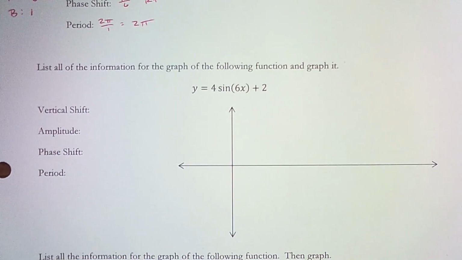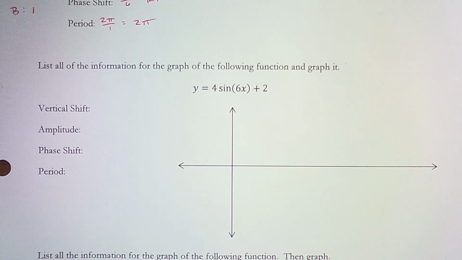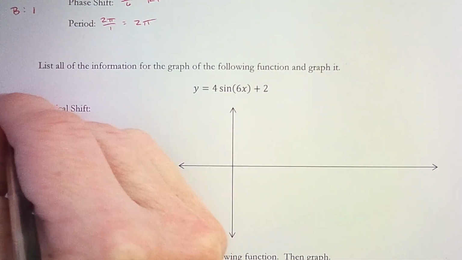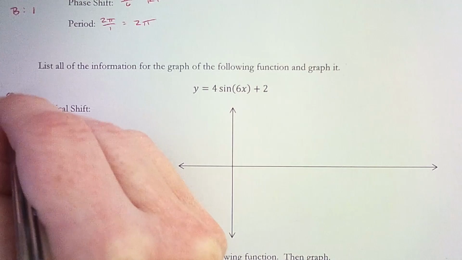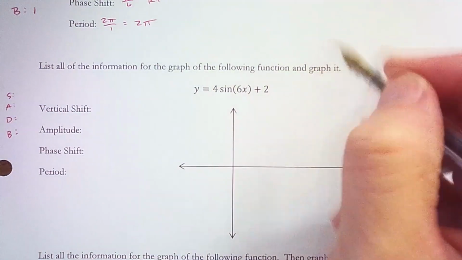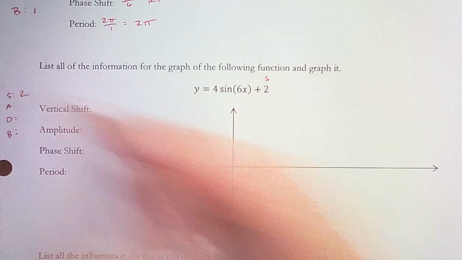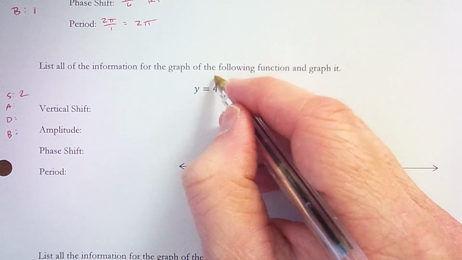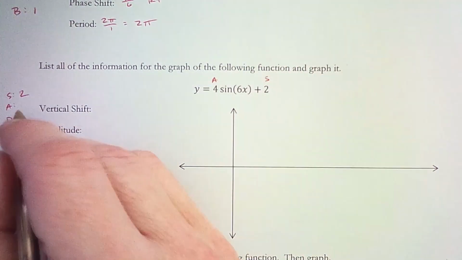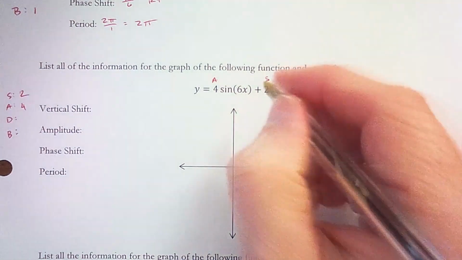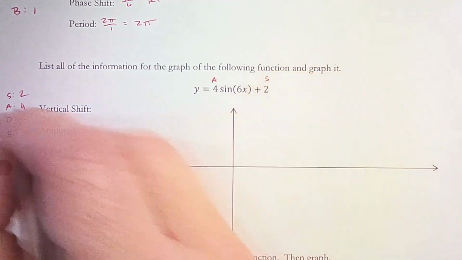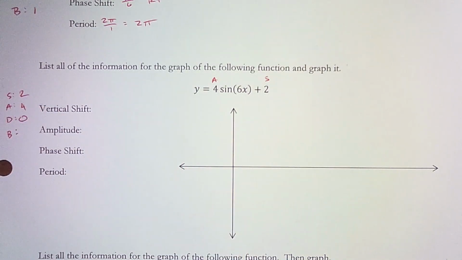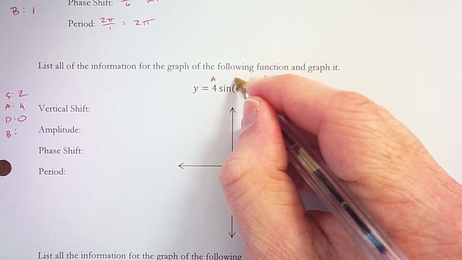So here we have an equation again, and we are going to find some information and then graph it. So again, I'll start with S, A, D, and B. S is right here. S is 2. A is in front of sine. A is 4. D is the displacement, and inside of here is plus nothing, so the displacement is 0. And B is right here in front of the x.